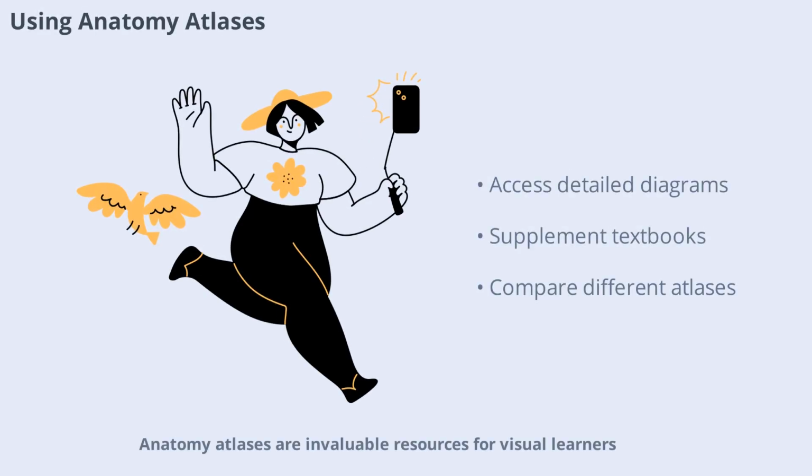Anatomy atlases are invaluable resources for visual learners. These detailed books or digital platforms provide high-quality images and diagrams of every body system. Use atlases to supplement your textbooks, clarify confusing structures, and practice identifying parts. Comparing different atlases can also help you see variations in how information is presented, deepening your understanding.